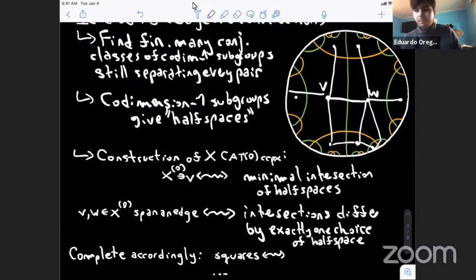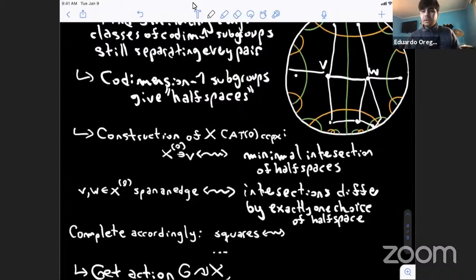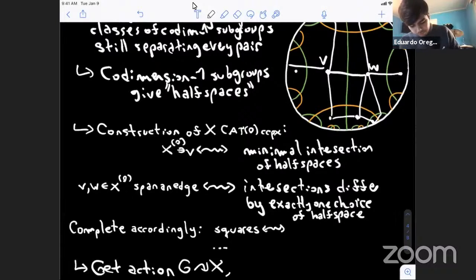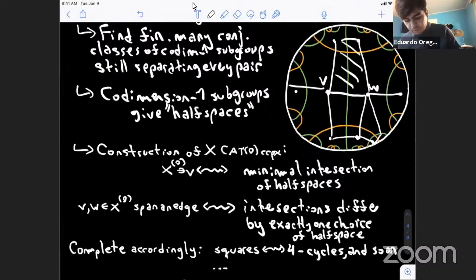Okay, so you can believe that if we do this right, at this point we just get a graph. And what we do with this graph is we complete it accordingly. Each time there's a square, we fill it in, and a square is related to four cycles. So squares are related to four cycles, and so on. For example, if you see a bunch of squares and the pattern is like the boundary of a three-cube, then we fill with a three-cube. So for example, here we have squares.